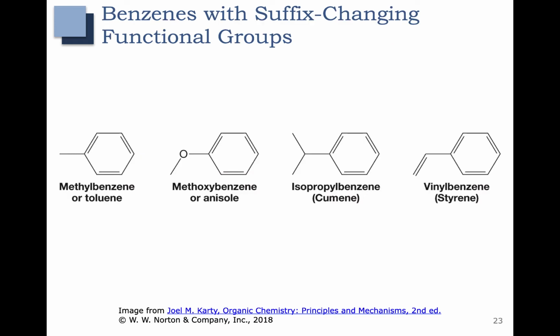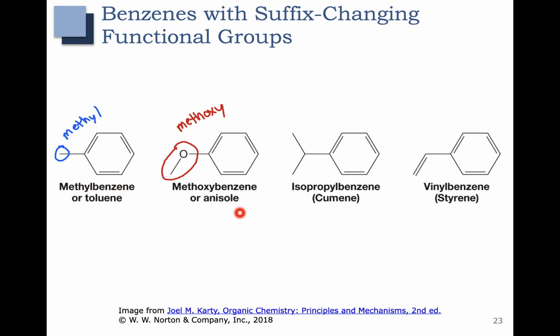Occasionally we will have a situation where the benzene has a suffix-changing functional group. For example, this compound here can be named methylbenzene because it has a methyl group, or it can also be referred to as a toluene. This next one can be methoxybenzene because it has a methoxy group, or it can be called an anisole.